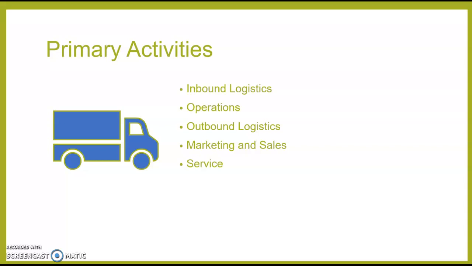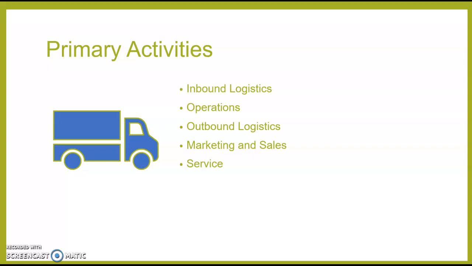So the primary activities basically include, as you'll find mentioned here, inbound logistics, operations, outbound logistics, marketing and sales, and services. So inbound logistics are those activities concerned with receiving, storing and distributing the inputs, or we can say the raw materials, to the production process. So activities of receiving, storing and distributing inputs or raw materials.